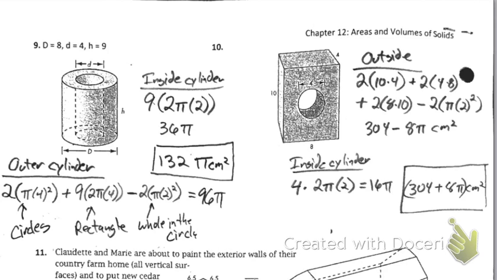So the first thing I did was I did these sides. I looked at that side, and I said that's 10 times 4. Well, I have 2 of them on either side, so it's 2 times 10 times 4. Then I went ahead and did the top. I looked at that top. Well, that top is 4 times 8, but I have a top and a bottom, so I have 2 of them. And finally, I have that front face.